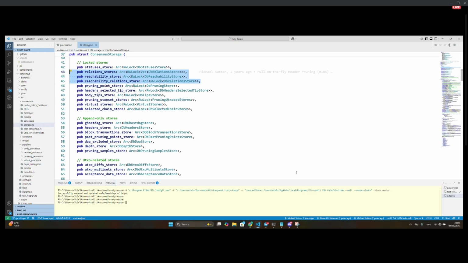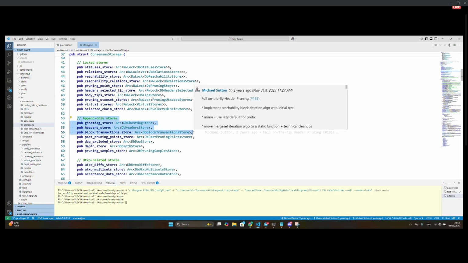And then there are UTXO related stores, which are also append only, because they also don't change. You save the UTXO diff of a block from its selected parent, so that's a static bunch of data. You save that only for chain blocks, so any block which was a chain block at some point has this information. So this is append only semantically, which allowed us to optimize and avoid locking during normal processing.